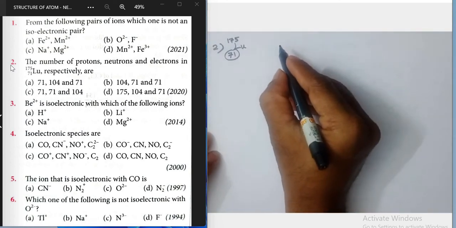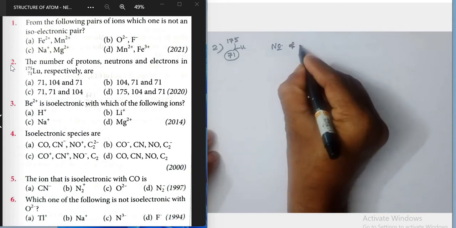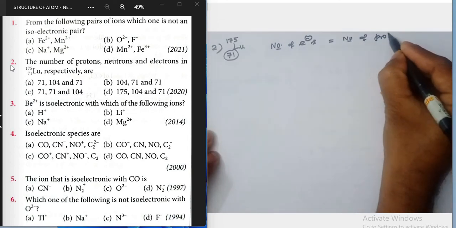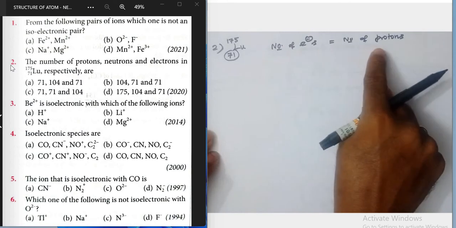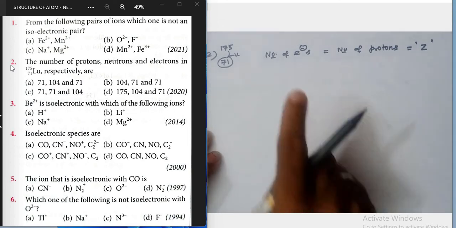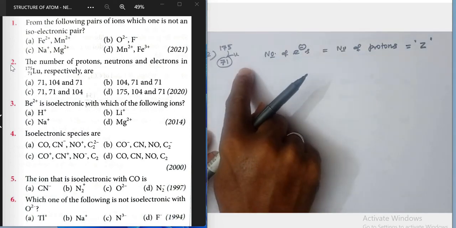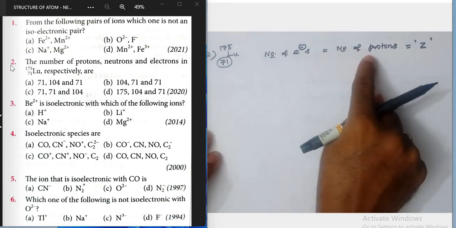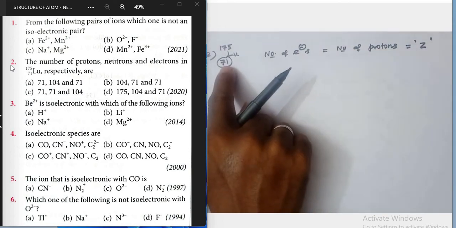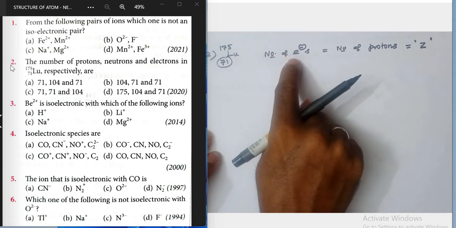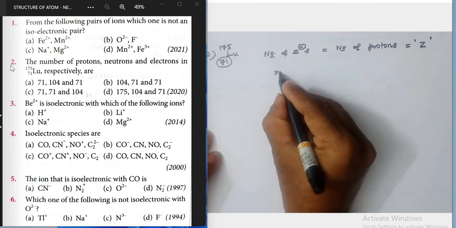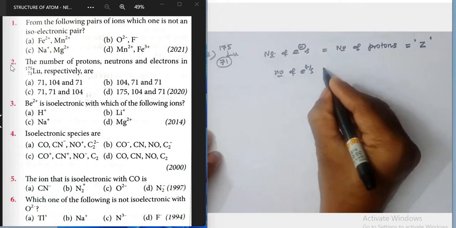Therefore, number of electrons is equal to number of protons. In the case of a neutral atom, number of electrons and number of protons are equal, which is equal to the atomic number Z of that atom. For this atom, atomic number is 71. Therefore number of electrons is 71, number of protons also 71.